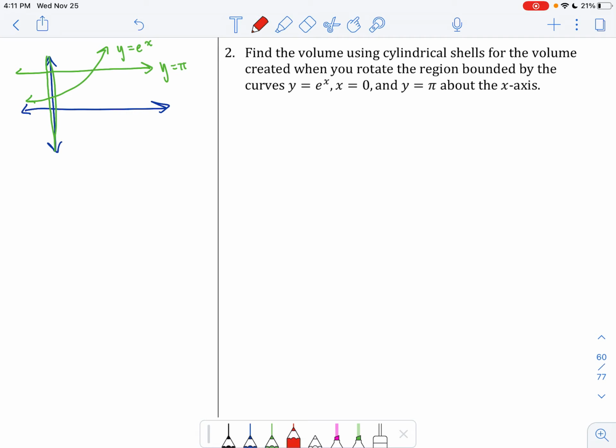Now, we're going to use shells rotated around the x-axis, so the way I would draw is then we have a dy shell around the x-axis, like so. And we have the height of that shell and the radius. So this would be the radius of the shell. This would be the height, which is equal to x, and the radius, which is equal to y.